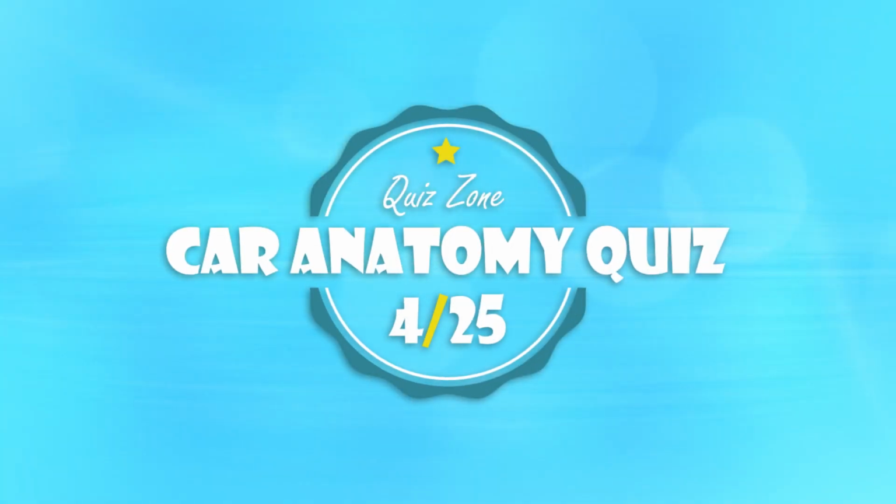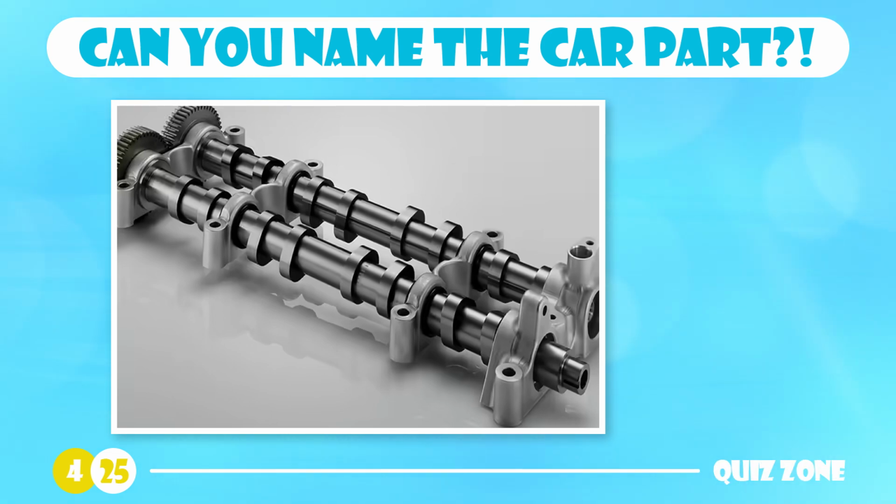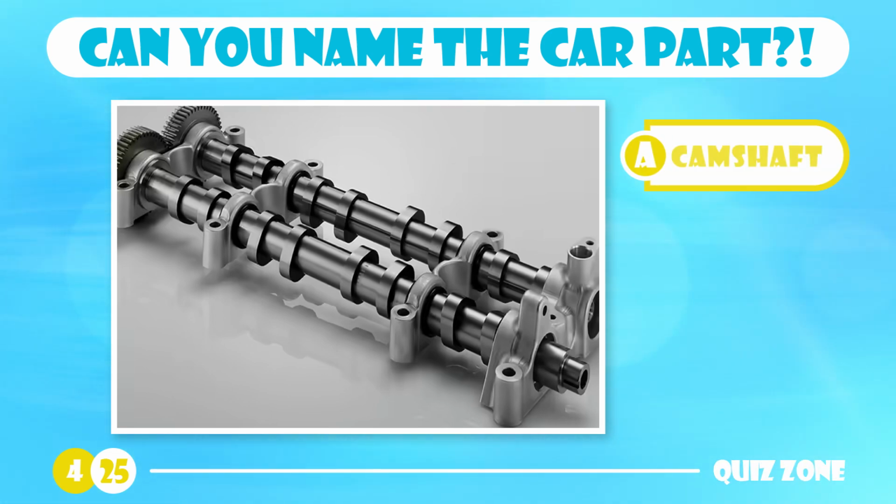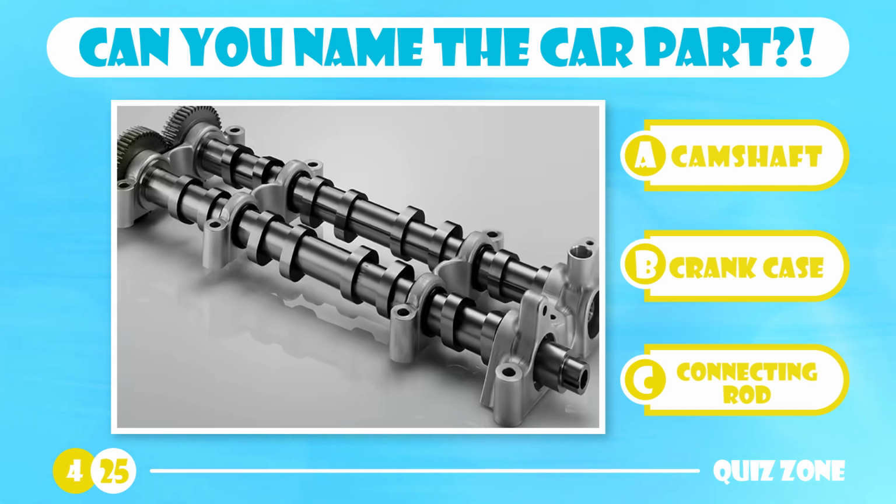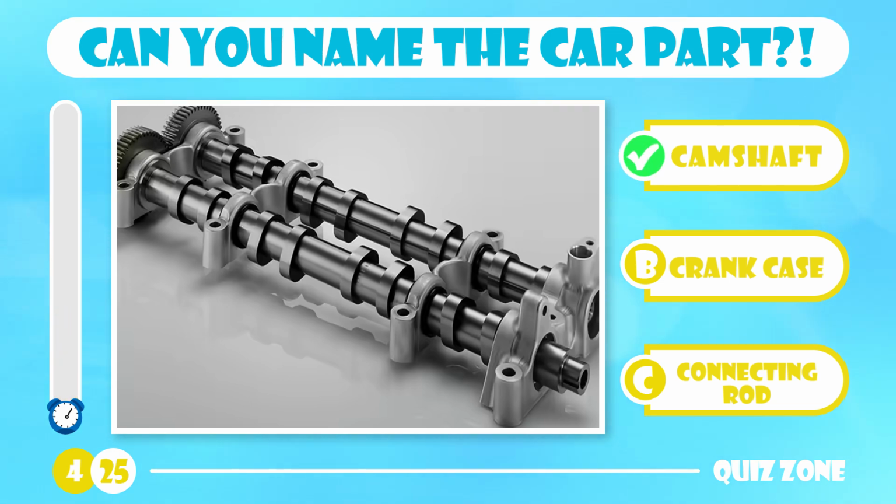Let's make it a bit harder. Can you guess which car part is in this image? Camshaft, crankcase, or connecting rod? An engine component, the camshaft, is needed to open and close the engine valves. It consists of a metal shaft that is placed in line with the engine cylinders.